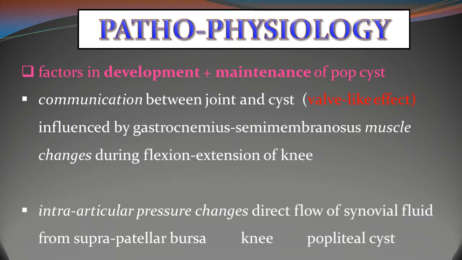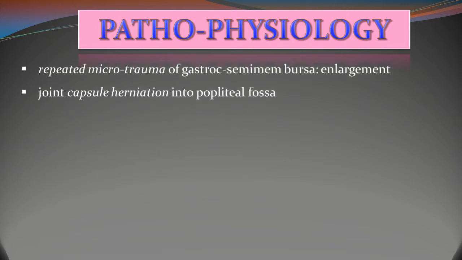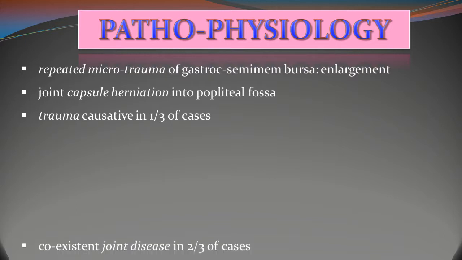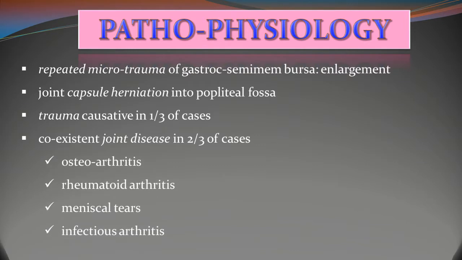So there's a communication between the joint and the cyst, influenced by the gastrocnemius and semimembranosus muscles, changing during flexion and extension. The intra-articular pressure changes by the direct flow of the synovial fluid from the suprapatellar bursa, knee, and popliteal cyst. So repeated microtrauma of the gastrocnemius and semimembranosus bursa leads to enlargement. Joint capsule herniation to the popliteal fossa, trauma a causative agent in 1/3 of the patients, coexistent joint disease in 2/3 of the cases, which could be osteoarthritis, rheumatoid arthritis, meniscal tear and infective arthritis.